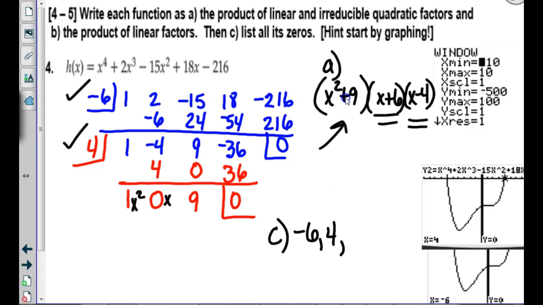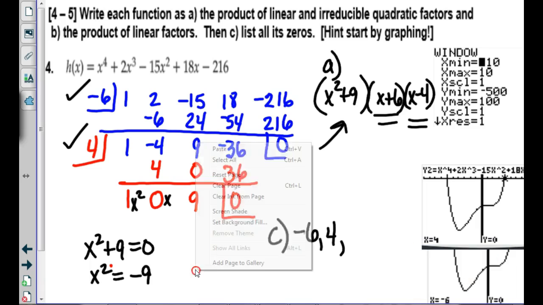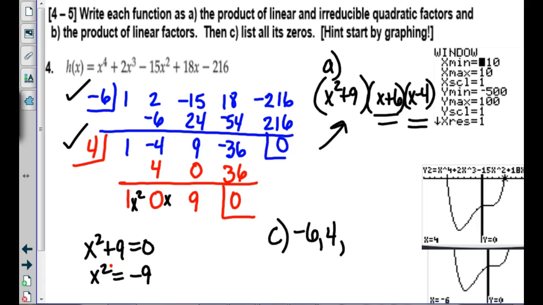How do we find these two? Does it factor? No, but we can solve it by doing what? Square rooting, and we get, it's going to have i's, yep. Square root both sides, and we get x equals plus or minus 3i. So 3i and negative 3i are the other two zeros.